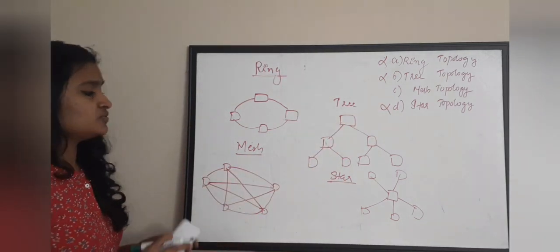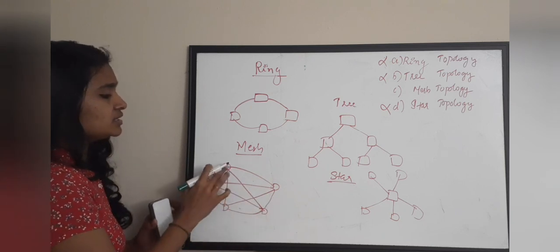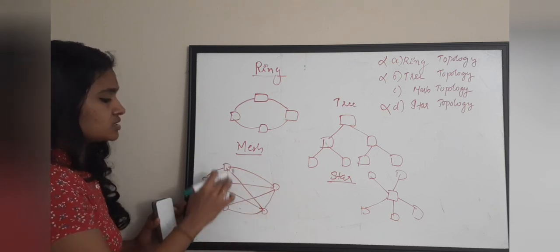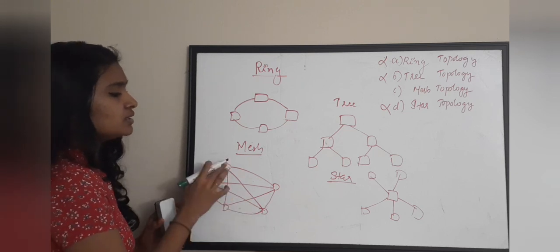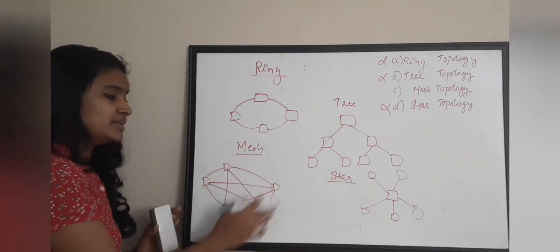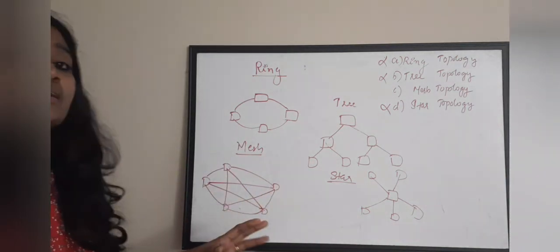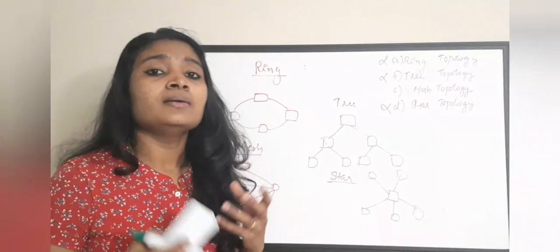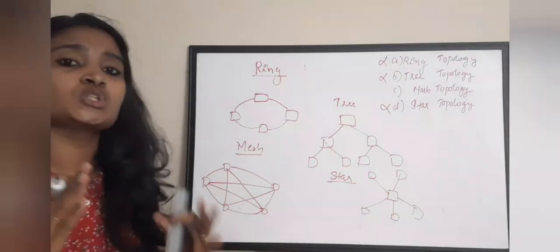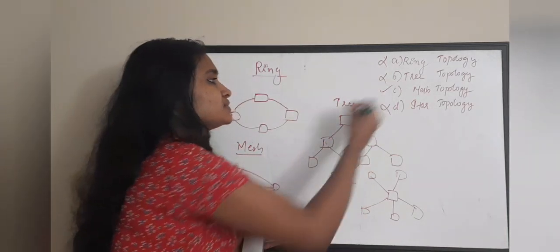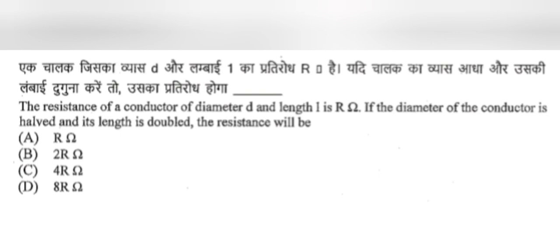In mesh topology, if you see, there is a connection between these nodes and also this node is connected to all other nodes. See, it is connected to this node, this node, this node and also this node. Similarly, all the nodes in the topology are connected to one another by direct links. So such a connection is called a mesh connection or mesh topology, and your correct answer is option C. Now let us see what is the next question.